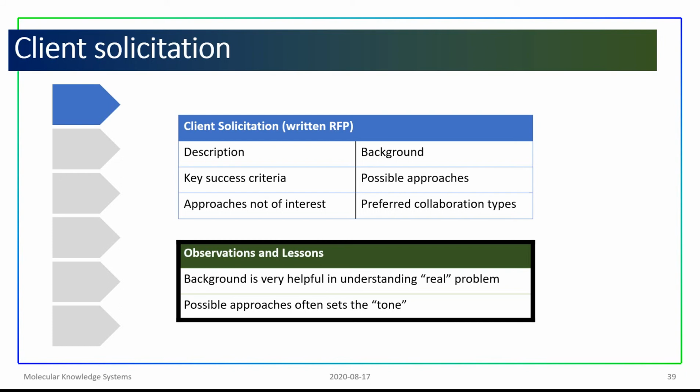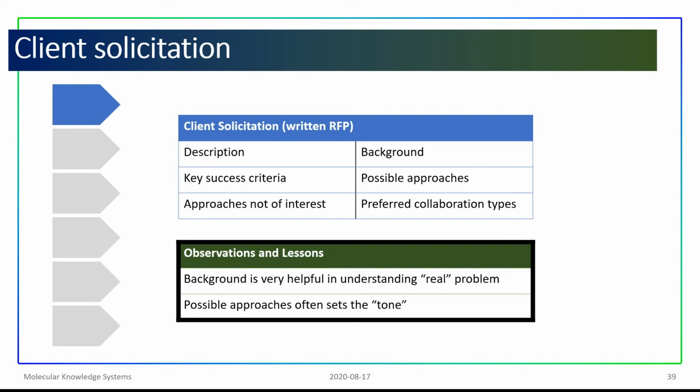So once again, the background and the past approaches or the recommended approaches often give us a feeling of what ideas the client might be willing to accept. For example, we always provide a chemical-based solution. So if the client is looking for a mechanical or electrical solution, we might not submit a proposal.